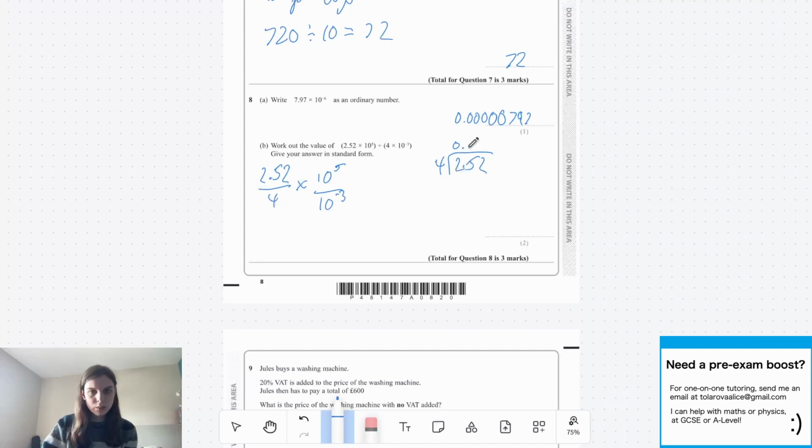So it's 0.6, carry the 1, 3. And then this will be 10 to the 8. So we have 0.63 times by 10 to the 8, but that's not in standard form yet. So we need to just convert it, and that becomes 6.3 times 10 to the 7.